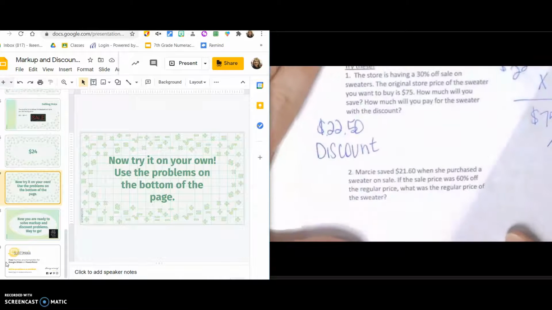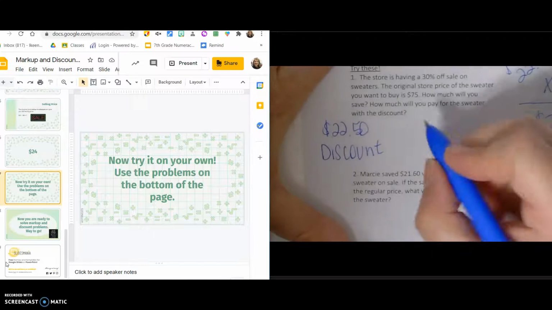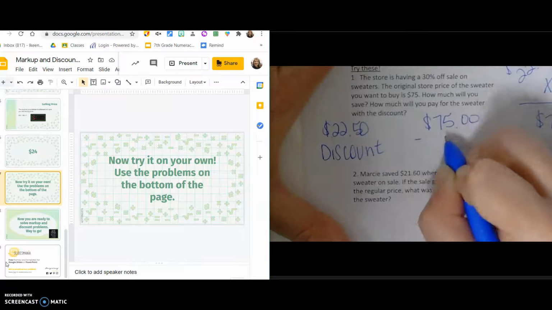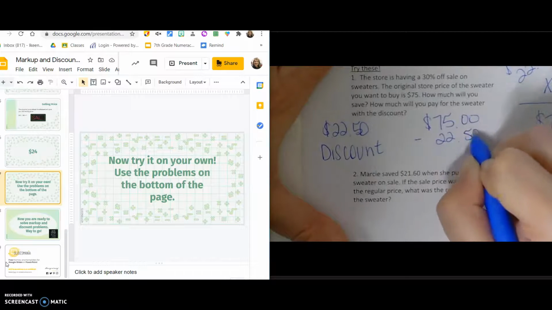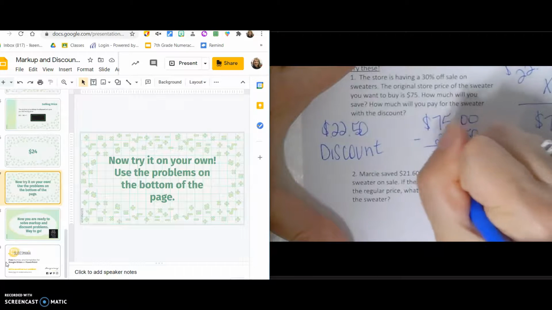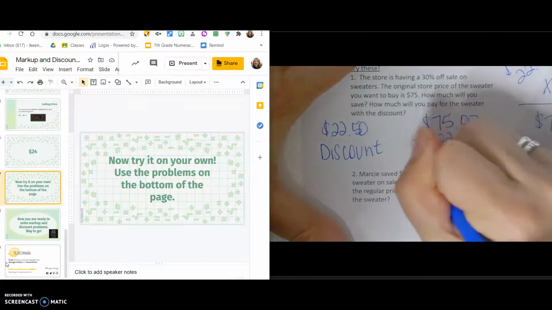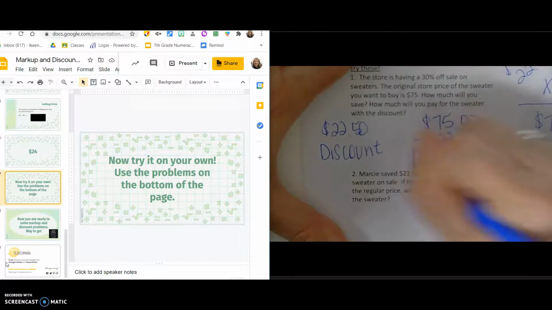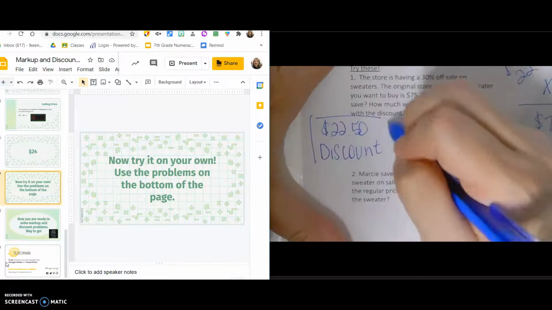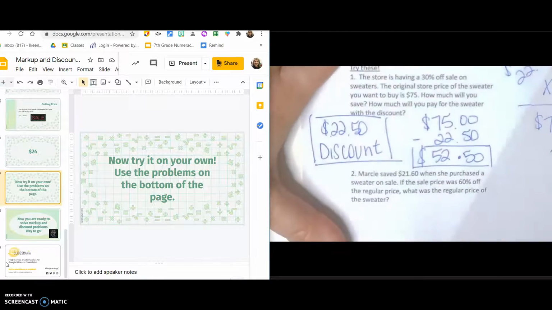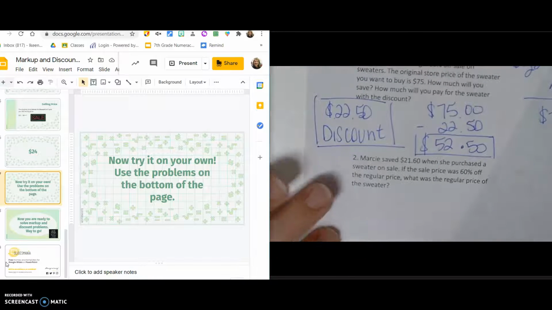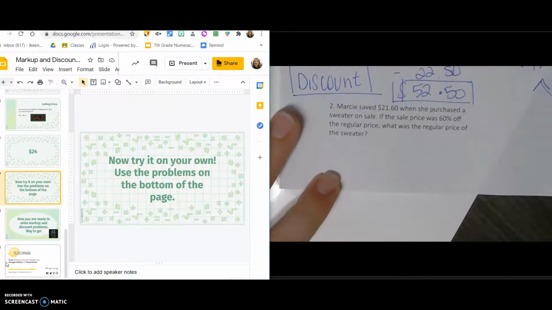Okay, and then the price that we're paying for the sweater, it was $75 minus the $22.50 discount. So we would pay $52.50 for the sweater. So those are our two answers. $52.50 would be the price that we pay. $22.50 would be the 30% off discount. All right, let's look at number 2.